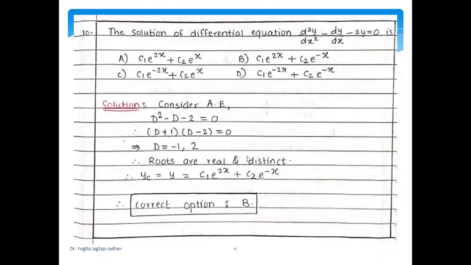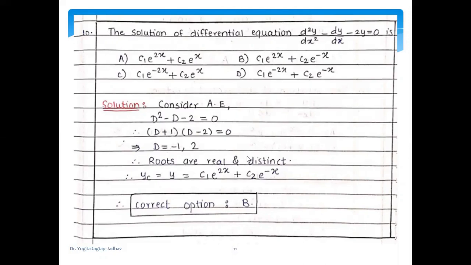Now let us proceed to this 10th example. The solution of the differential equation d²y/dx² - dy/dx - 2y = 0 is. Again, here assign d/dx equal to capital D and consider the auxiliary equation D² - D - 2 = 0.